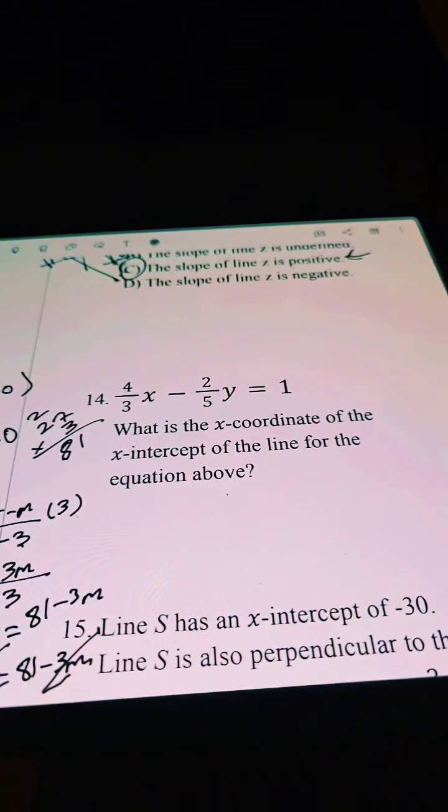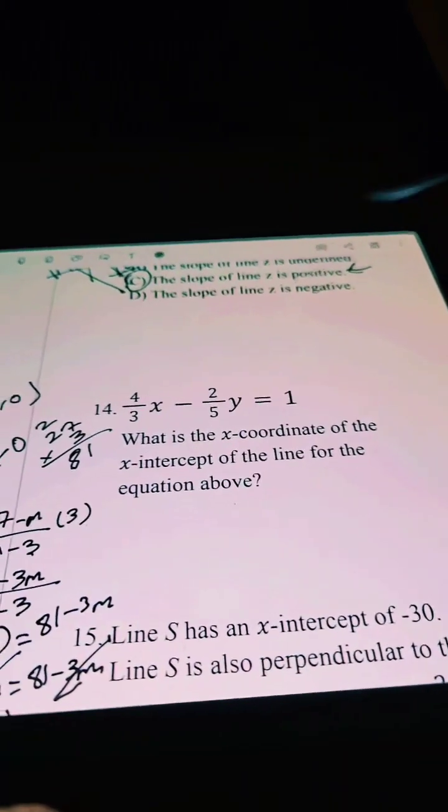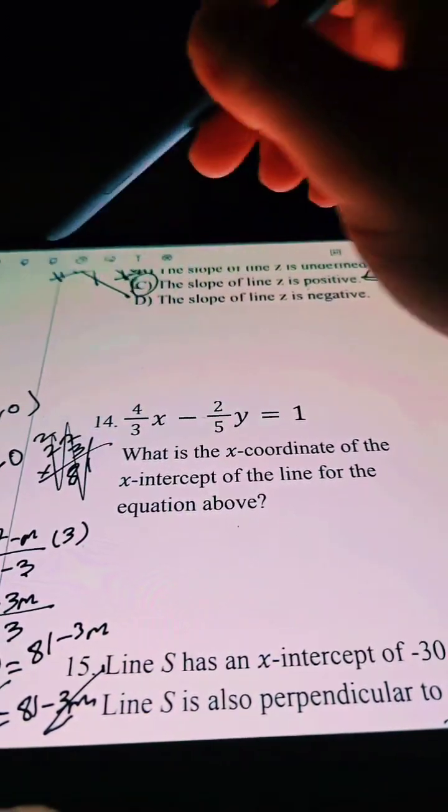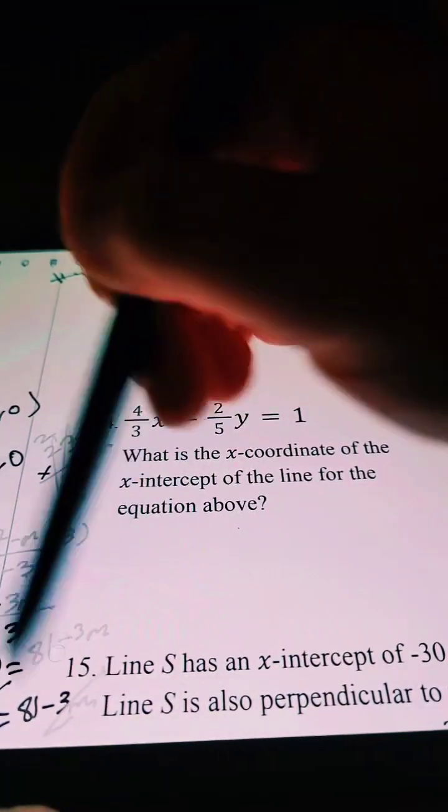Hold on, let me get a sip of water really quick. Okay. Oh, thank you for the roses, guys. I never get roses. Okay, so let's go. Hold on, I'm trying to erase this so it's not super messy and annoying.